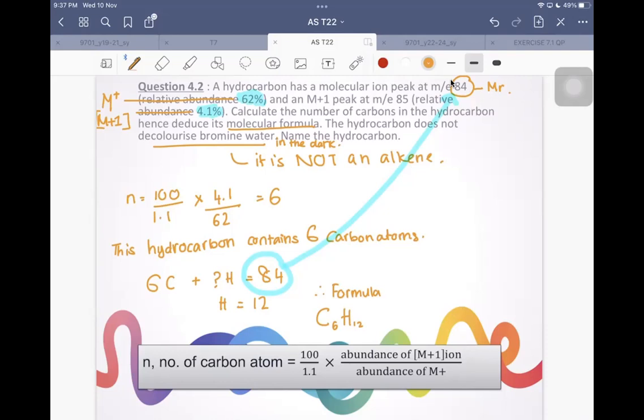Now, C6H12 looks like the formula for alkenes, but this question already said that it is not an alkene. So that means the structure of the molecule would be an alkane, but usually an alkane would have more hydrogen, right? So that means it is a cyclic alkane.